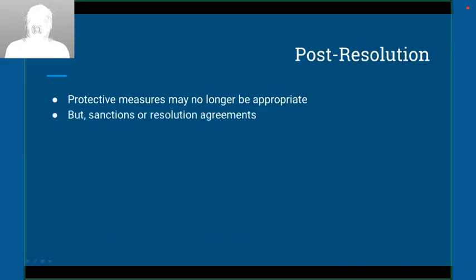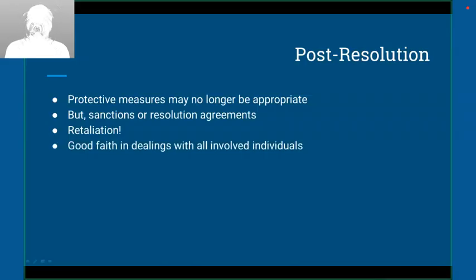After a resolution process, like an adaptable resolution or an investigation or hearing, protective measures may no longer be appropriate. But there might be sanctions if there's been a finding of a violation of policy. Sanctions could be imposed that could reflect some of the same needs that the protective measures were implemented to address, or resolution agreements that the student might agree to following, for example, an adaptable process. Really important to continue to prohibit retaliation and to address concerns that do come up related to retaliation even after a process has been completed.